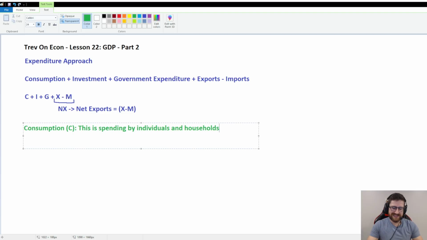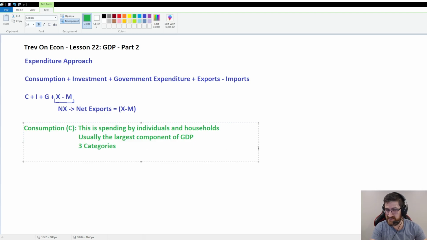All right. This is, in general, for most countries, again, it varies, but usually the largest component of GDP. Okay. Here in Canada, consumption makes up about like 60% of the equation, where investment, government expenditure, imports, and exports make up the other 40%. So consumption is a very large piece. Some people break this down to 3 categories. You don't always do this, but I'll do it just to be safe. Number 1 is non-durable goods.